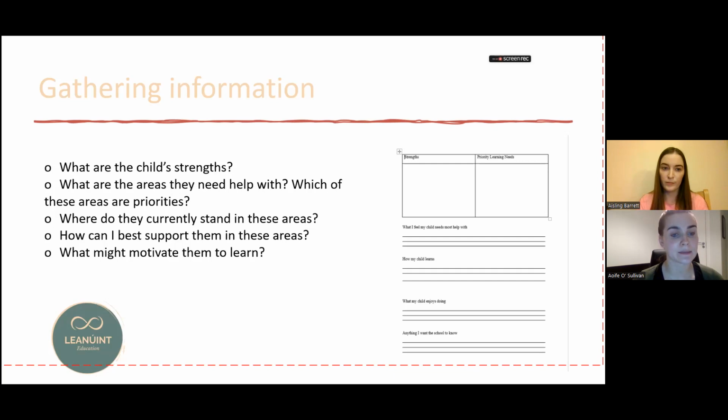And then using these assessments and the information you've gathered, you are going to determine how best to support the child in these areas. And you might also consider what activities or what strategies might motivate them to learn, and perhaps the strengths that you have discovered might help you in choosing these activities. We are going to attach a PDF of the template here on the right-hand side of the screen, which you may find useful in gathering information and answering these 5 questions.